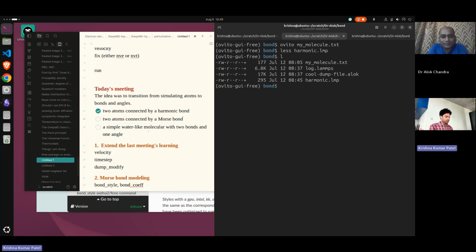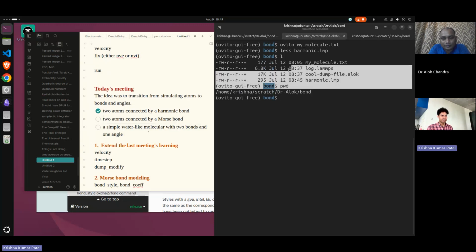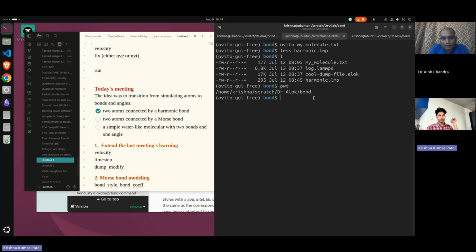Yes. So here you can see that we are in the bonds directory. In the bonds directory, we have these files. I do not want to mix harmonic with Morse. So what I'm going to do is create two directories. I'm going to create a harmonic directory, and I'm going to create Morse.